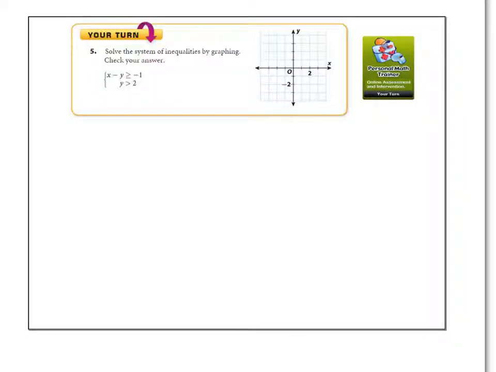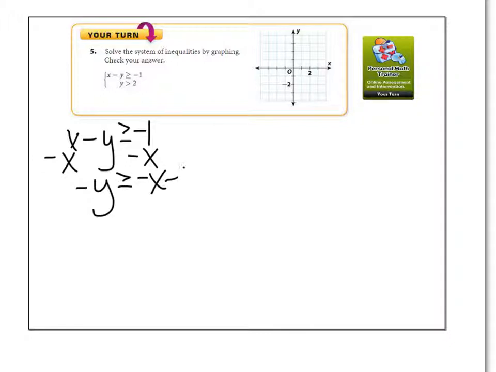So here's one to graph. So let's go ahead and do this one together. So x minus y is greater than or equal to -1. So the first thing I'm going to do is solve that inequality for y. So I'm going to subtract x. So I have -y is greater than or equal to -x minus 1.